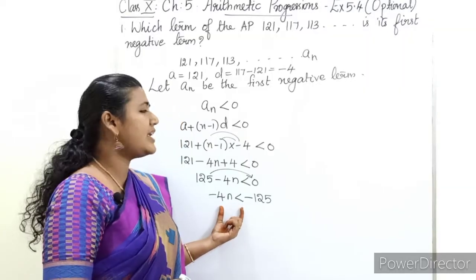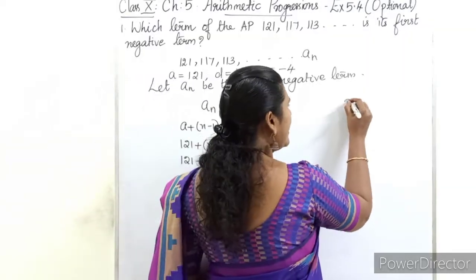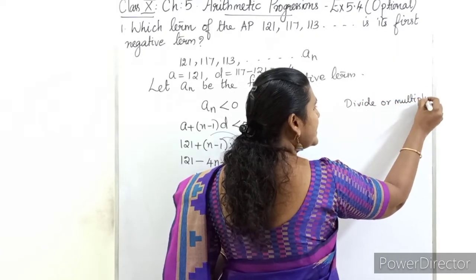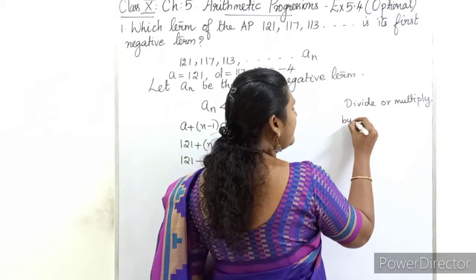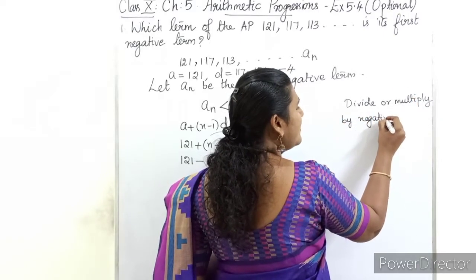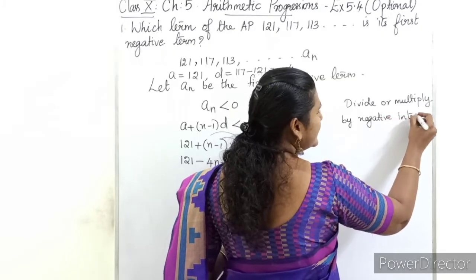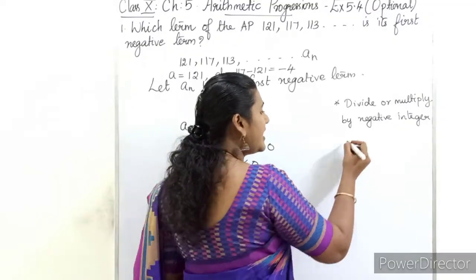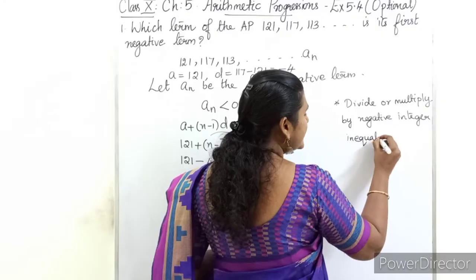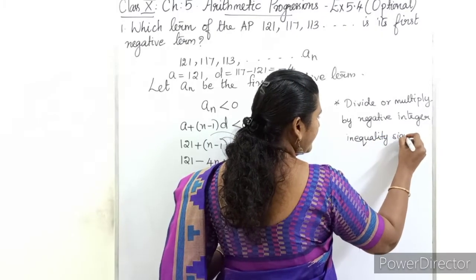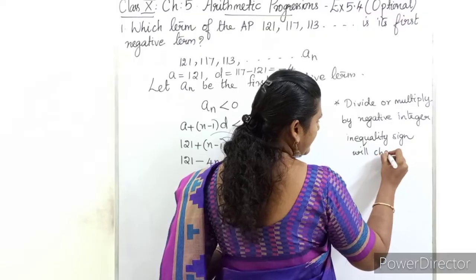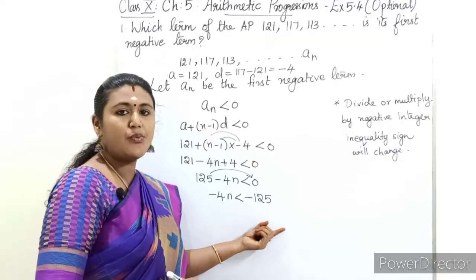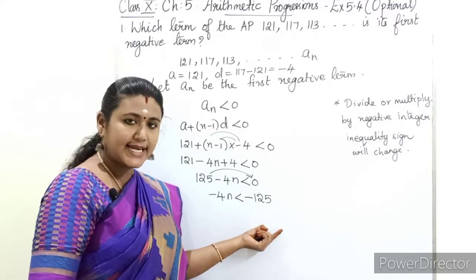So here what is the rule? If we divide or multiply a linear inequality by a negative integer, then the inequality sign will get reversed. So this is one of the rules. So if we divide or multiply by a negative integer, the inequality sign will change. So here for finding the value of n, we need to divide the inequality by minus 4. Minus 4 is a negative integer.